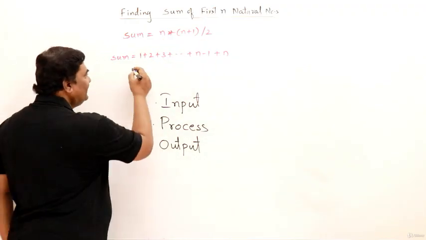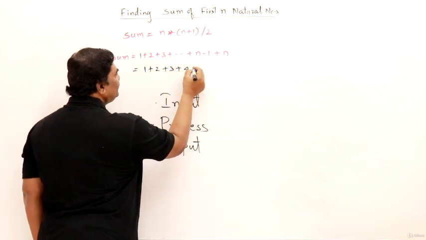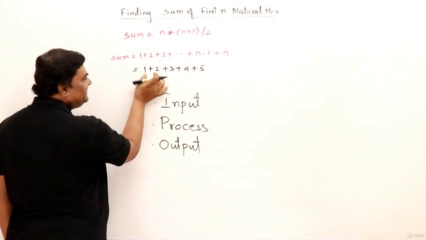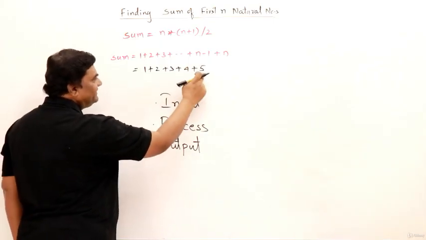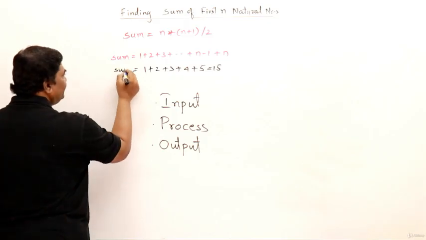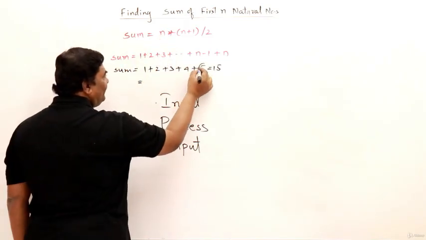So for example, if I want to find out 1 plus 2 plus 3 plus 4 plus 5, up to 5 I want to find out. So how much is it? 3 plus 3, 6, 10, then 15. So this is coming to 15. Now the sum is 15. So if I use that formula, what will it be? Like up to 5 I am finding out.